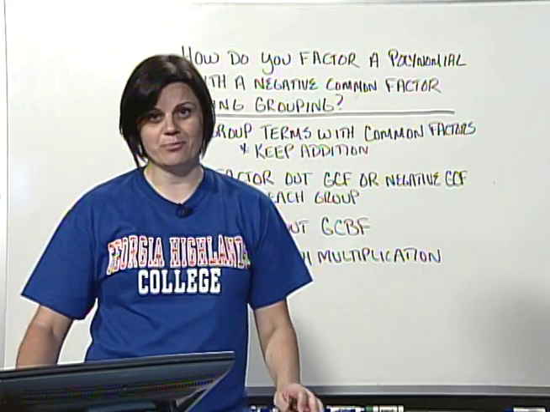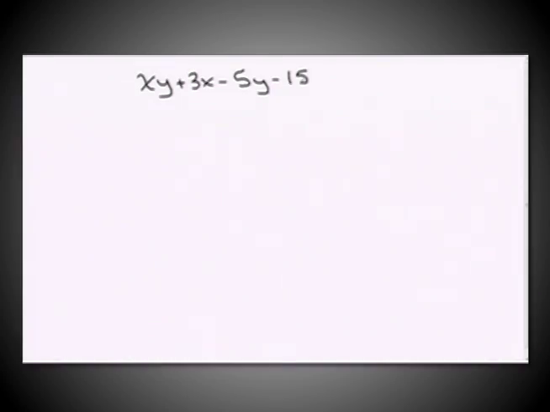Let's take a look at an example. We have the example here of xy plus 3x minus 5y minus 15. And let me first point out that there are 4 terms here. So you should be thinking to yourself, I should try factoring by grouping. So we'll group the first 2 terms, xy and positive 3x, because they both have a factor of x in them. Now remember, in our first step, we wanted to keep addition between our groupings. So our second group will consist of negative 5y and negative 15.